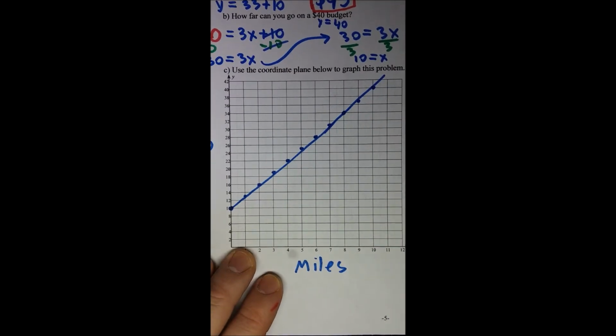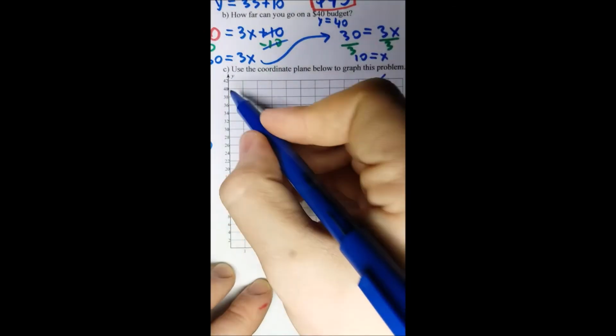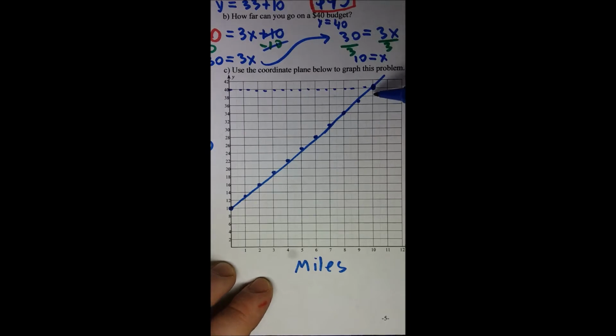Okay, so let's see. After driving for 10 miles, where are my miles? 10 miles, $40. There you go. You see this? $40 matches 10 miles.